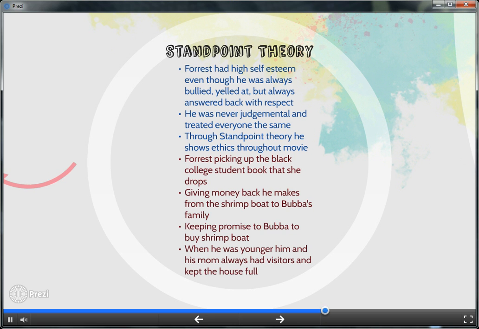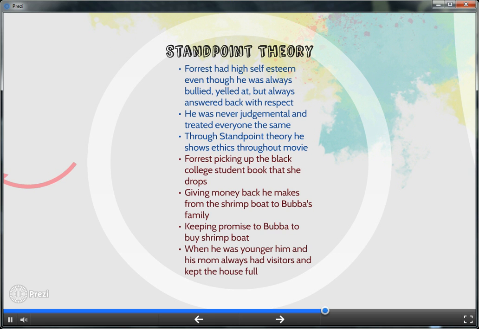attending this college. The second clip, Forrest keeps his promise to Bubba about buying the shrimp boat. And after he does, he even goes back to Bubba's family and gives the money that the shrimp boat profited. Those are the two clips.